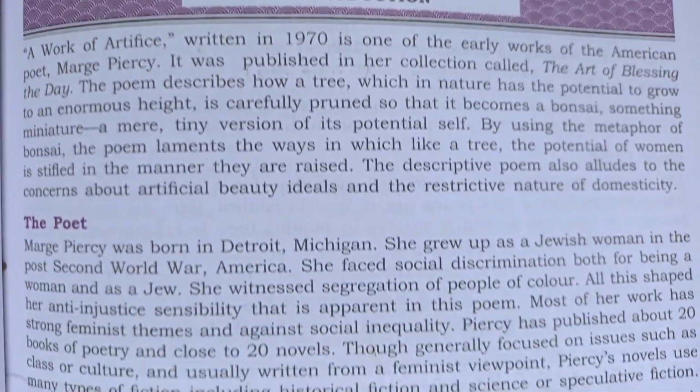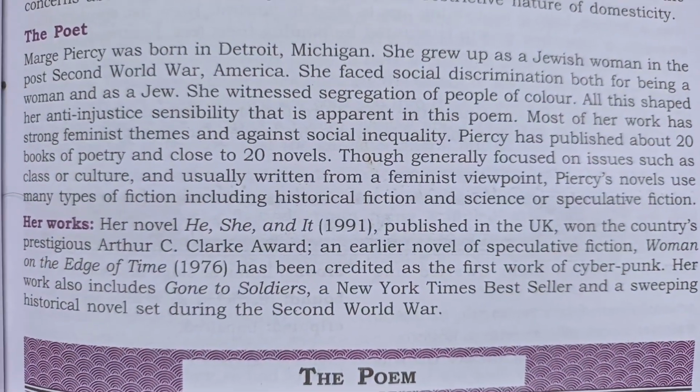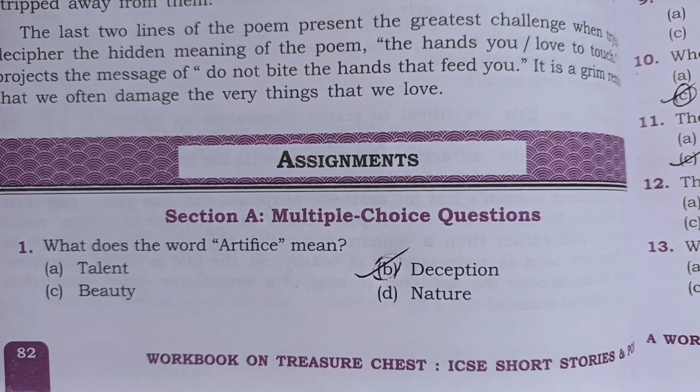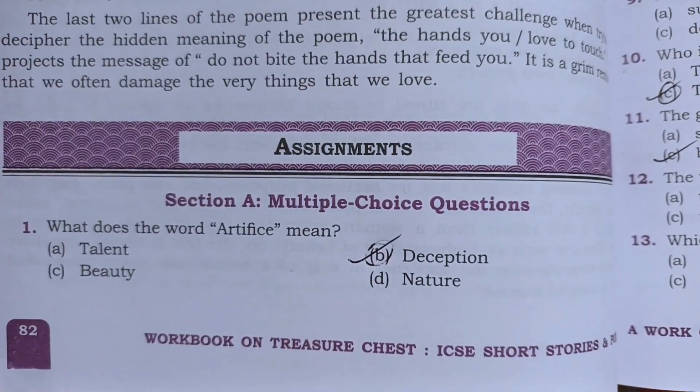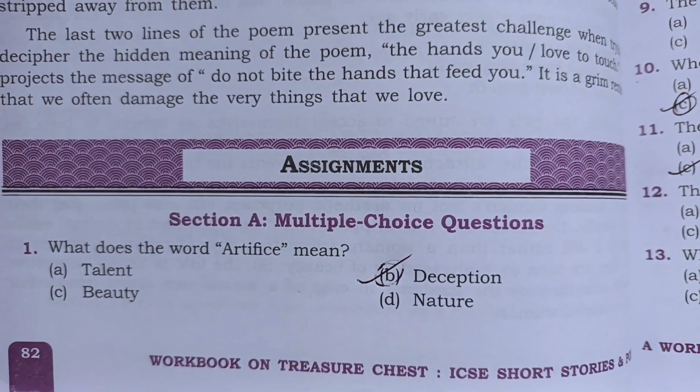So let's begin. Here I will discuss only the given extracts of the beta publication. Section A, multiple choice questions. The first one: what does the word artifice mean? Here option B is correct, deception.